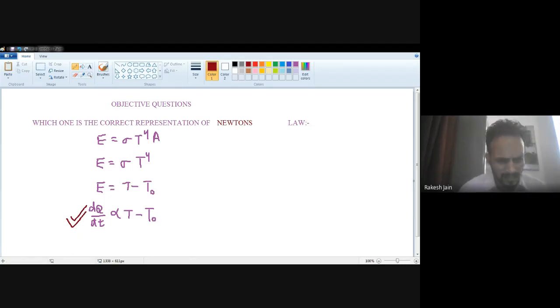So these are certain kinds of numericals and objective questions we see. I hope you understand the Stefan Boltzmann law, Newton's law of cooling, and the derivation of Newton's law of cooling from the Stefan Boltzmann law.